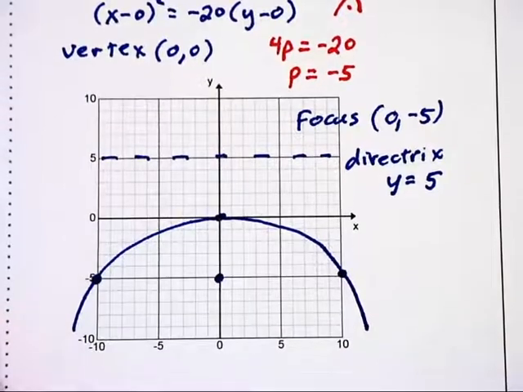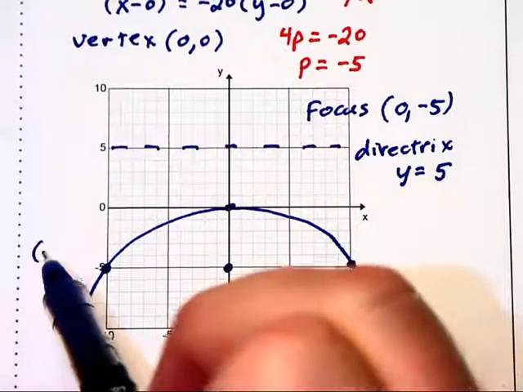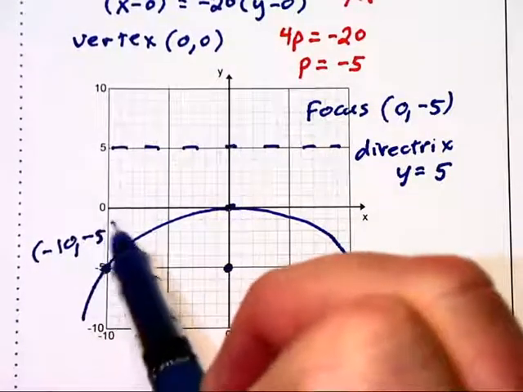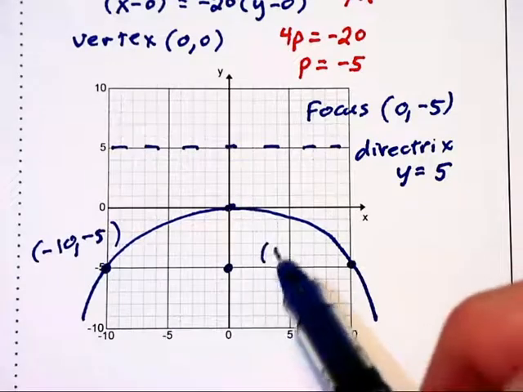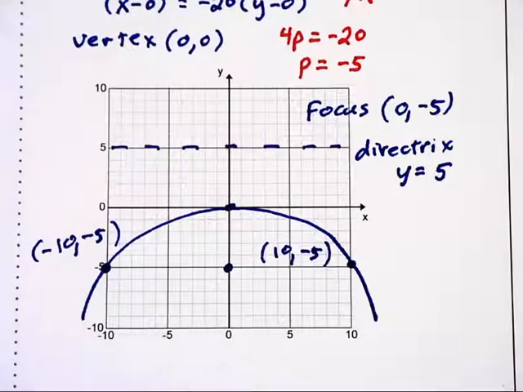itself. So part B wants us to identify the endpoints of the latus rectum. Well, they will be at (negative 10, negative 5) and (positive 10, negative 5). Graph the parabola. We've already done that for part C. Write the equation, the axis, the directrix.